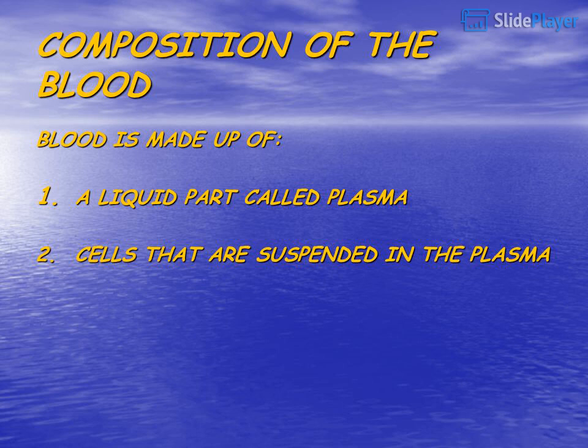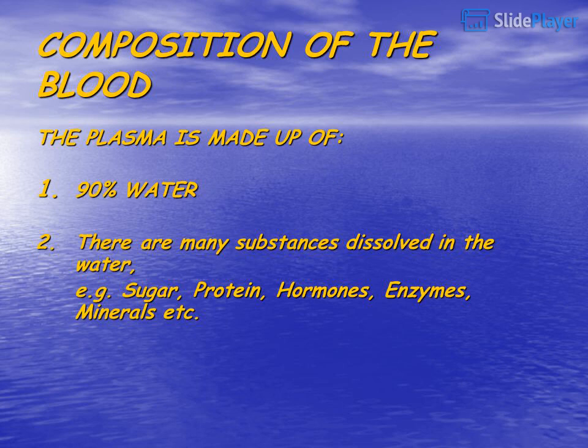Blood is made up of a liquid part called plasma, and cells that are suspended in the plasma. The plasma is made up of 90% water. There are many substances dissolved in the water, for example, sugar, protein, hormones, enzymes, minerals, etc.